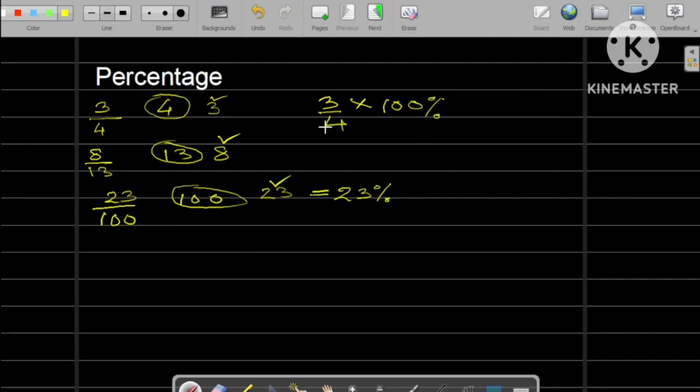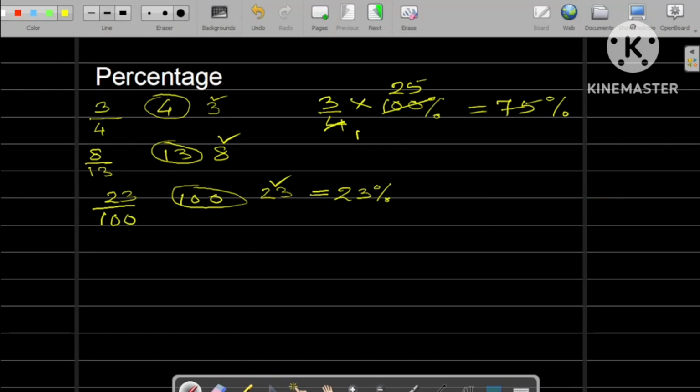So after doing this, we will do the cancellations. 4 ones are 4 and 4 25s are 100. So 3 into 25 is nothing but 75, accompanied by percentage. So we have converted 3 by 4, that was a fraction, into its percentage equivalent.